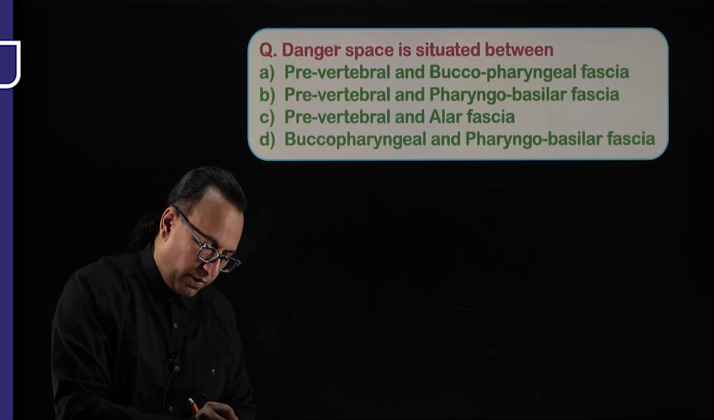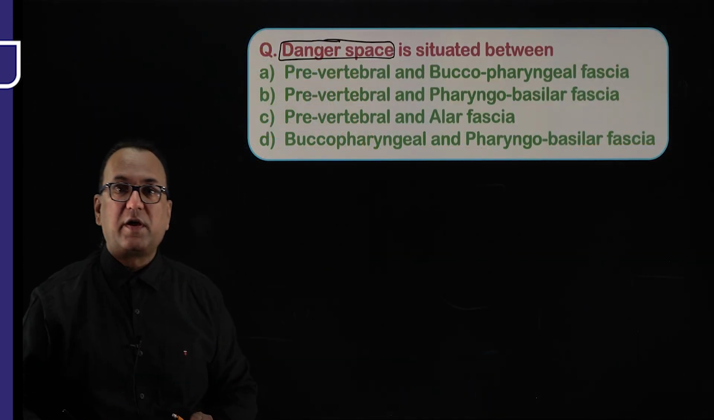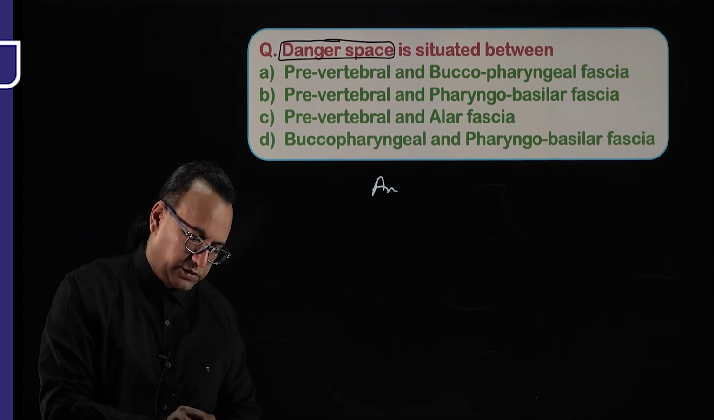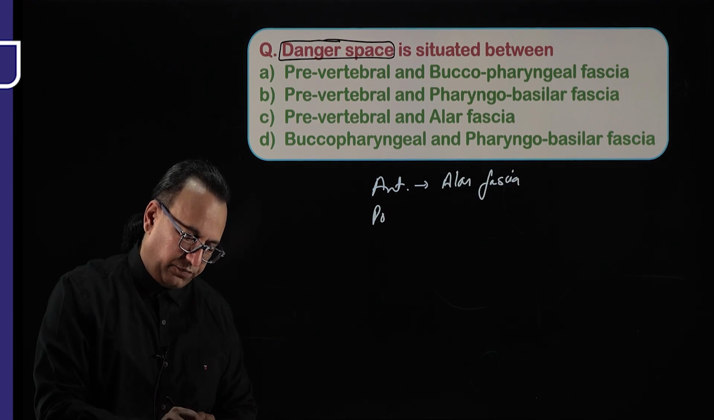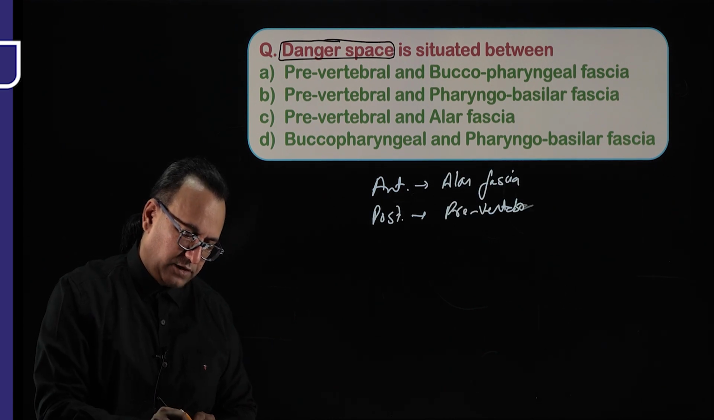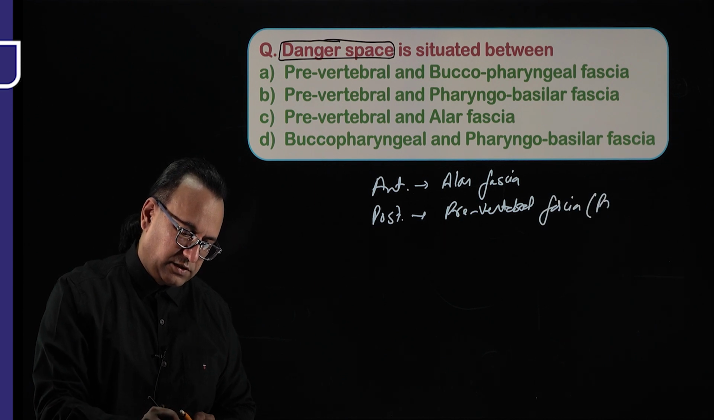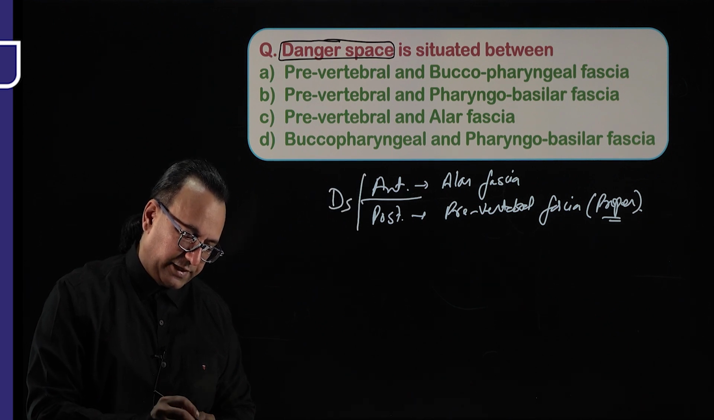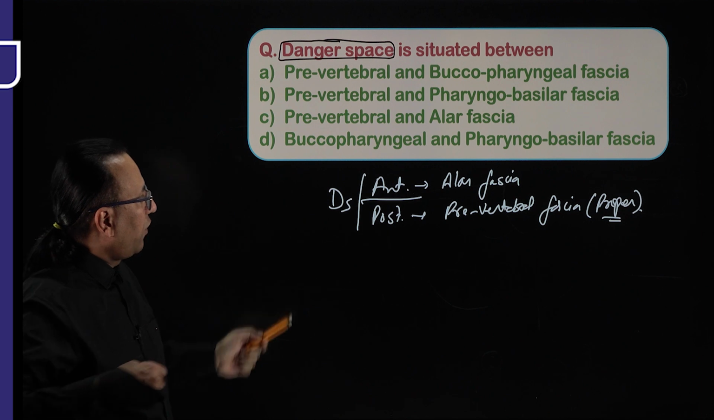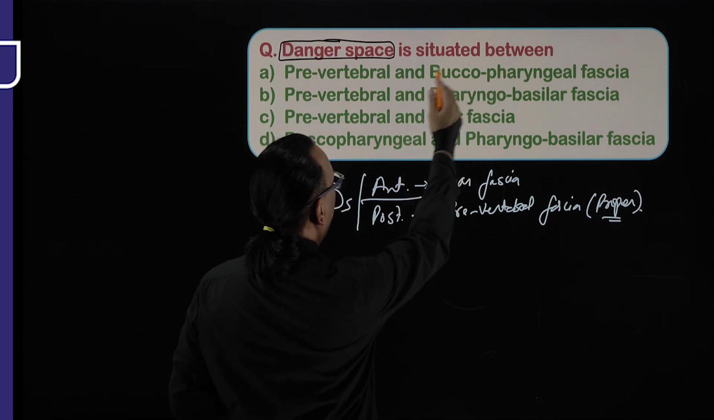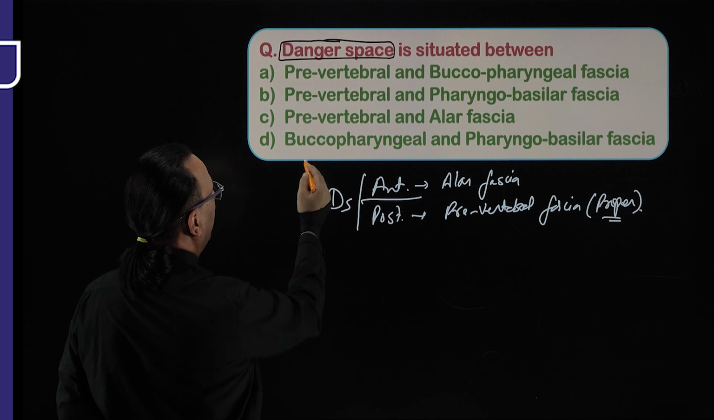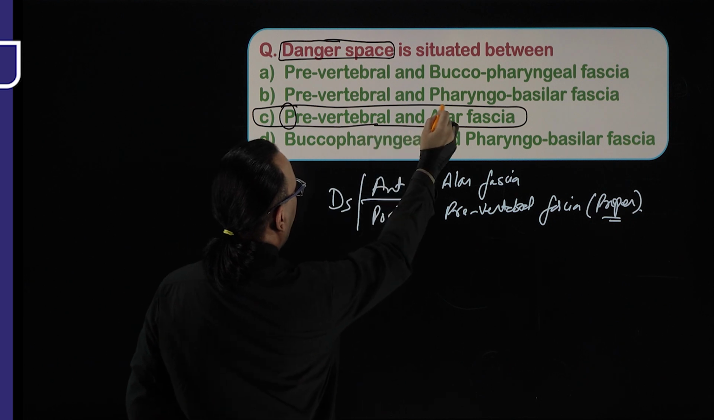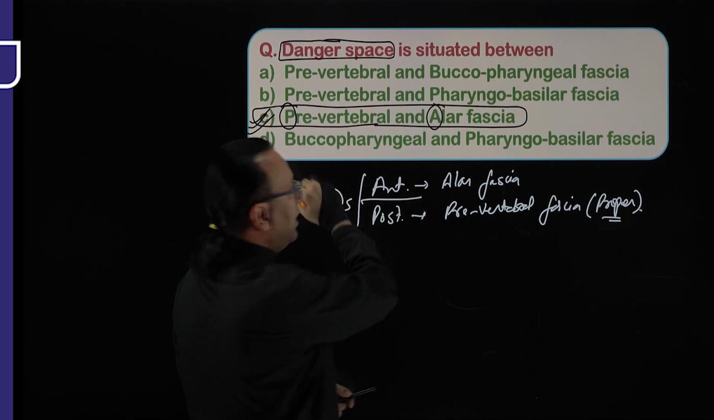A question asking about the danger space. And as we remember, A for A, P for P. Anterior was the alar fascia and posterior was the prevertebral fascia proper. In fact, we have mentioned this prevertebral fascia itself is splitting anteriorly to give alar fascia, and between the two we have the danger space. So obviously in this question, if we talk about the danger space, it is situated between prevertebral fascia, which is posterior, and alar fascia, which is anterior. Choice number C should be our answer here.